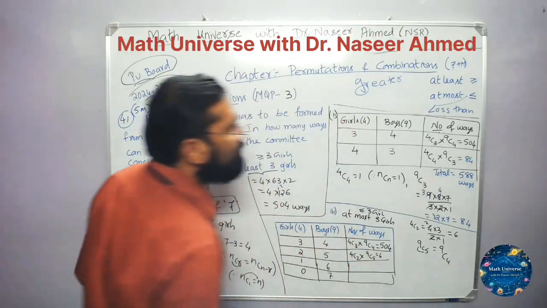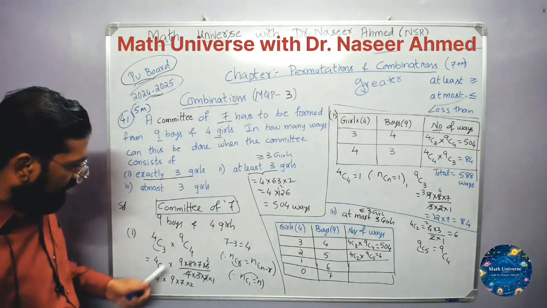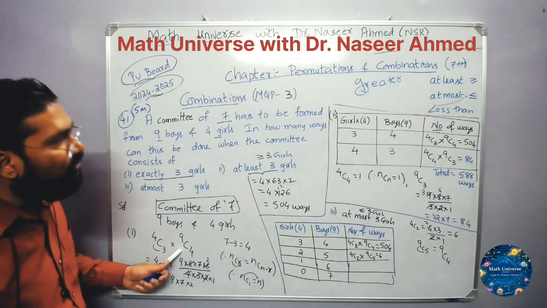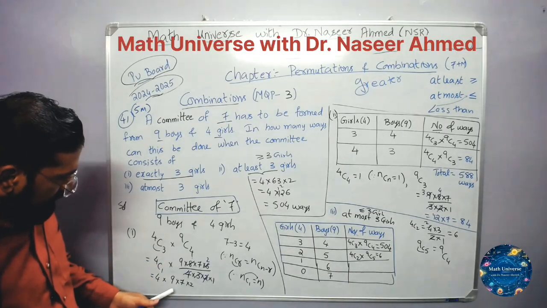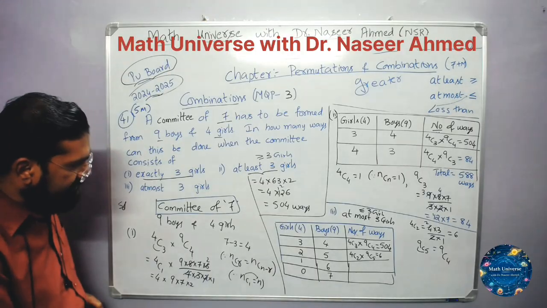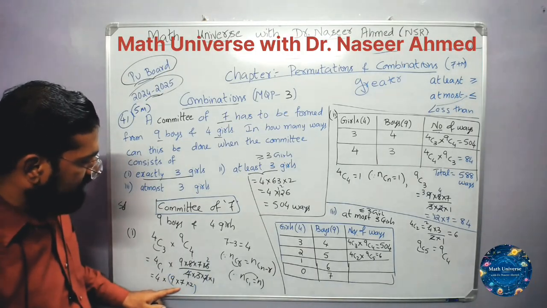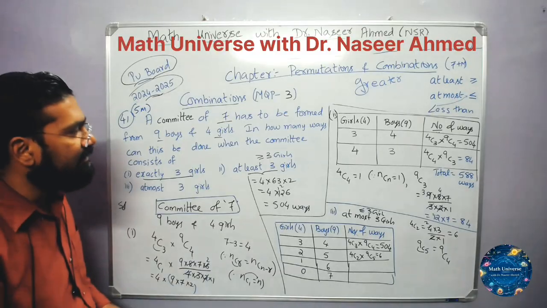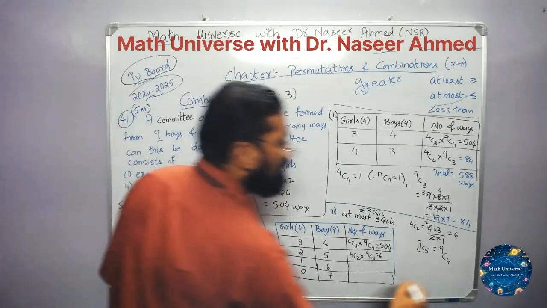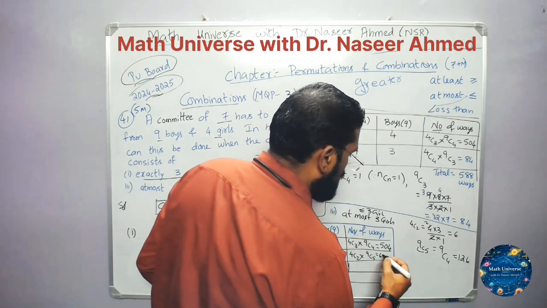Have we computed 4? Yes, we have computed 9C4. What we got? 9C4, we have got it here. It is this number. Correct? 9 into 7, 63. 63 into 2, 126. We have already got that. Okay, so into 126.